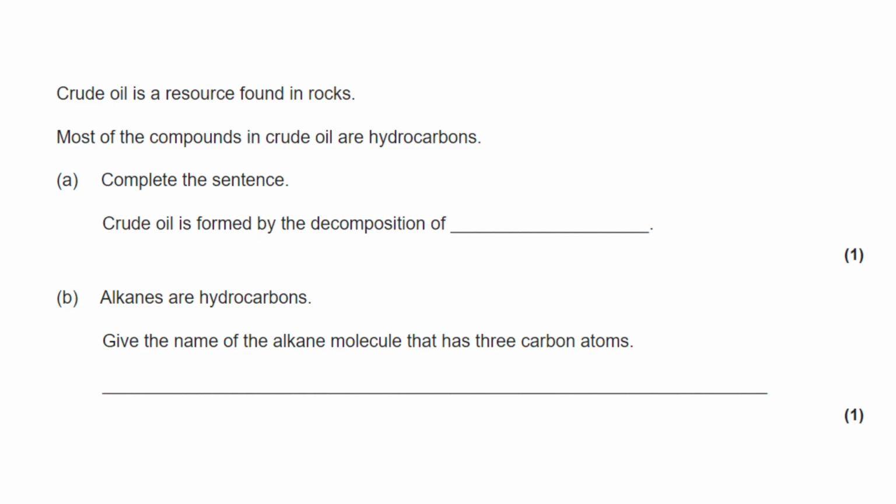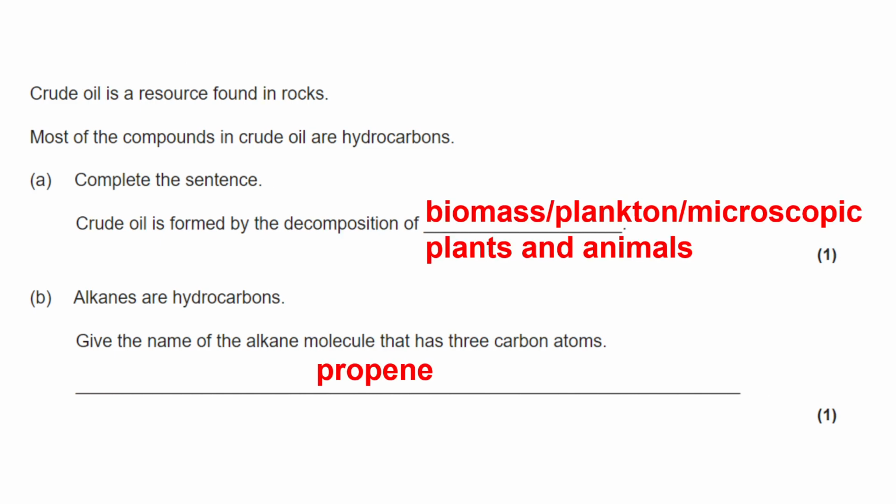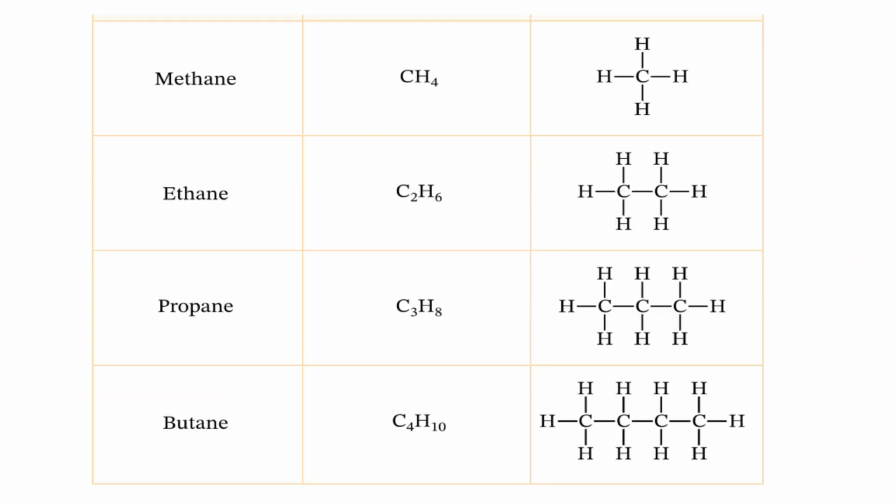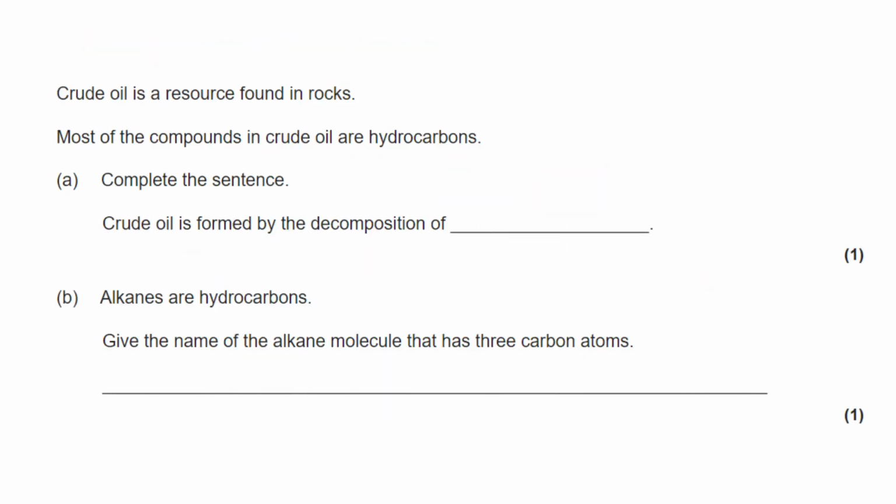So here are some questions you might get asked. Crude oil is formed by the decomposition of, and alkanes or hydrocarbons. What's the third one? Well, you could say biomass, plankton, microscopic plants and animals. That's what I just showed you in the diagram. And the third one is propane, as you can see there.